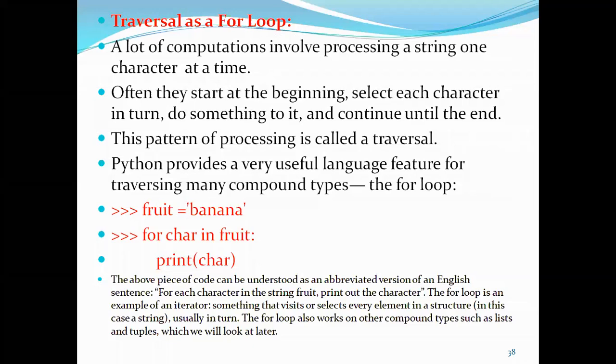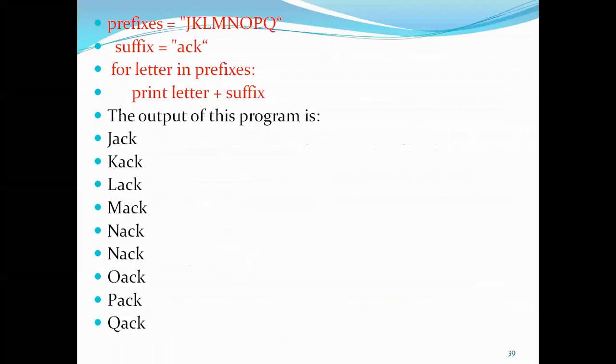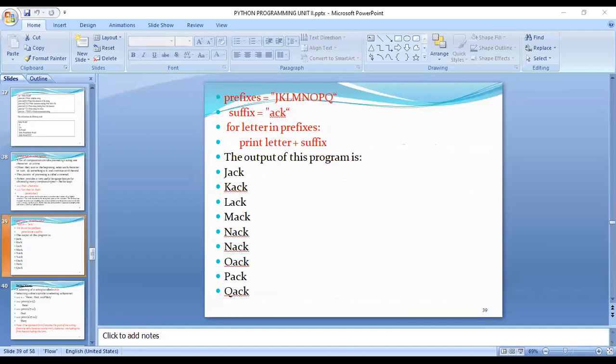An example is given. You can take any sequence, or any character string. Here fruit equals banana, so with a for loop over fruit you can traverse within that piece of code. You can add a prefix and a suffix, and for letter in prefixes, print letter and suffixes. So this is an example we can perform here.